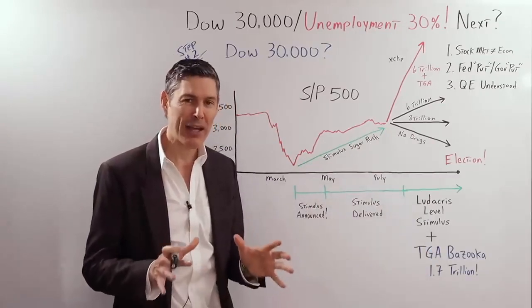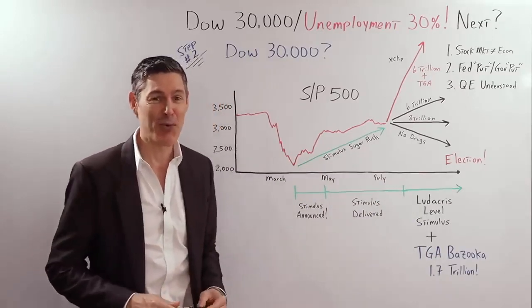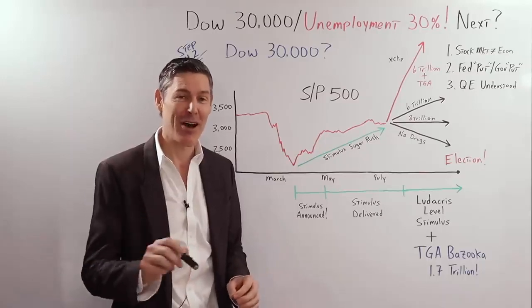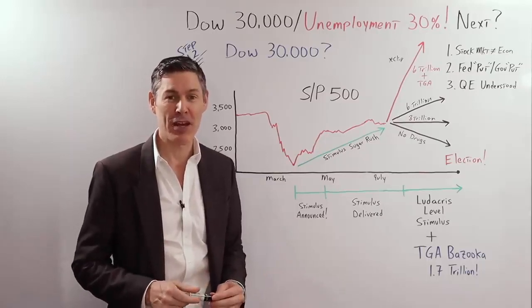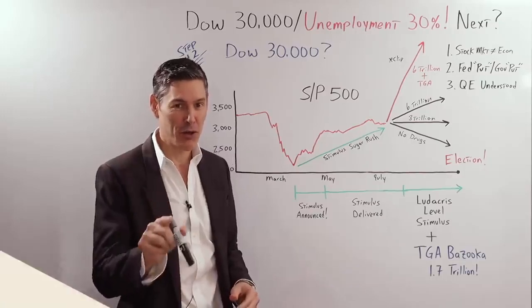But to unpack this even further, to make sure you understand I'm not the only one wearing a tinfoil hat when it comes to the Dow 30,000 and unemployment rate at 30%. Let's go right to my most recent interview with Luke Gromen.